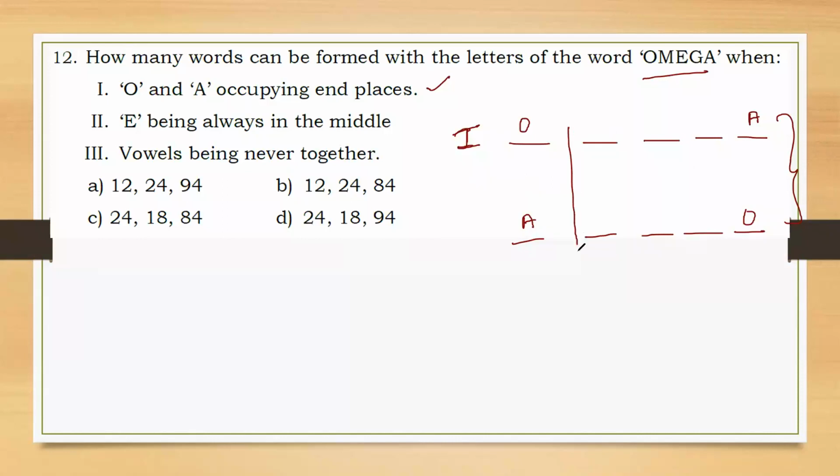The remaining 3 places can be filled with the remaining 3 letters, M, E, G. So 3 places, 3 letters. So the answer will be 3 factorial. Is it clear?